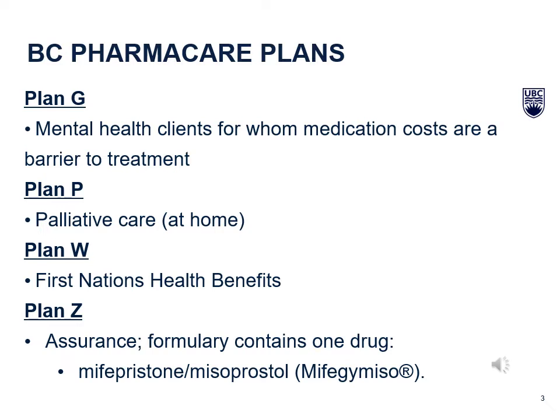And Plan Z, which is also called Assurance, is a newer plan. Any medication that's listed in the Plan Z formulary is provided free of charge. Individuals must be residents of British Columbia and have active coverage through MSP, or the Medical Services Plan. At the moment, there's only one drug in the Plan Z formulary, and that's mivigamiso, a combination product of mifepristone and misoprostol.